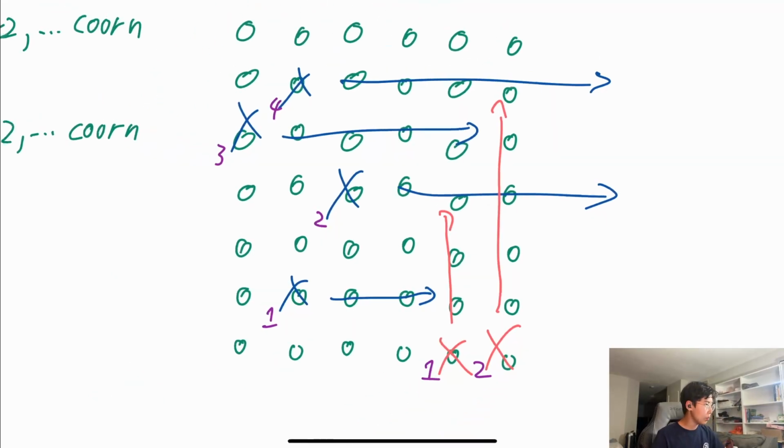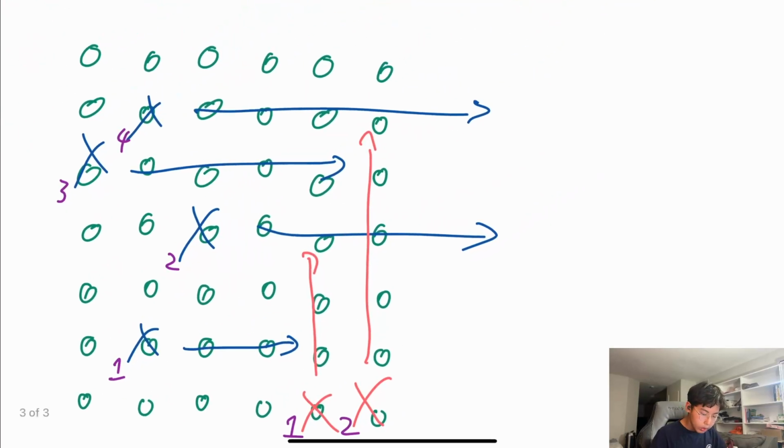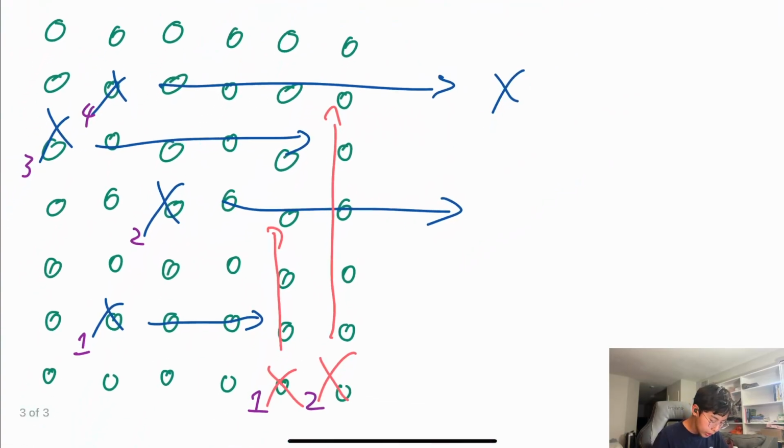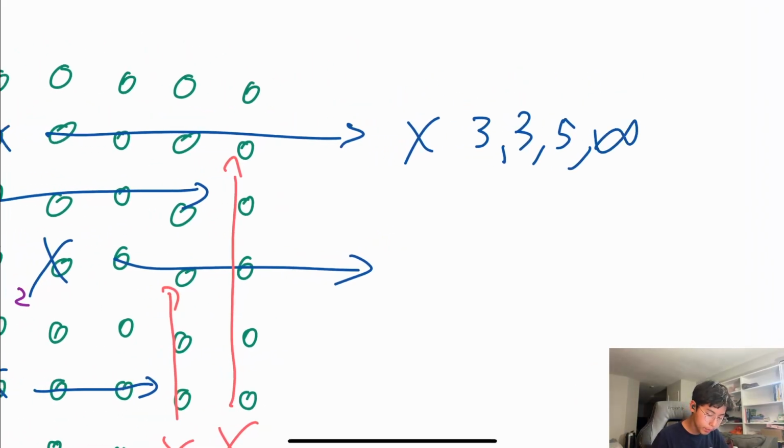Awesome. So let's count up how many each of these cows ate. Let's look at the eastward cows first. Cow 1 ate 3 in total. Cow 2 ate 3 in total. Cow 3 ate 5 in total. And cow 4 ate infinity.